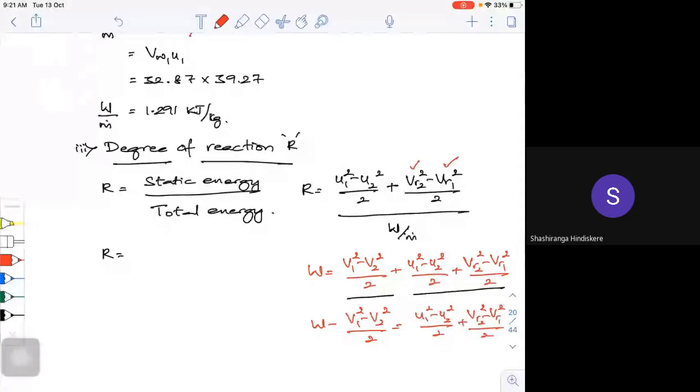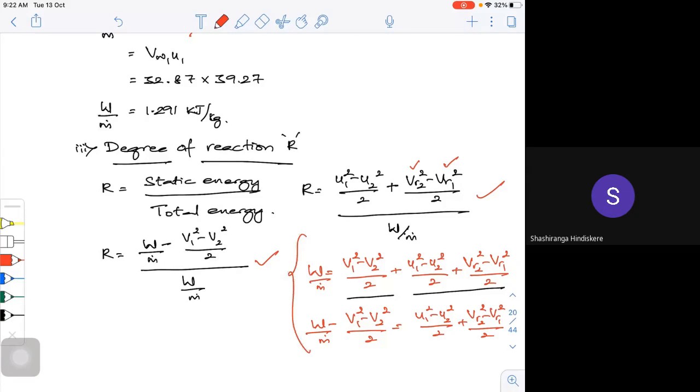So what I can write is R is equal to W minus V1 square minus V2 square by 2, the whole thing divided by W, that is W by M dot. So I can use either this formula, the right hand side, or I can simplify the same thing because I know these quantities. Whatever the way, how fast you can do it all depends on you.